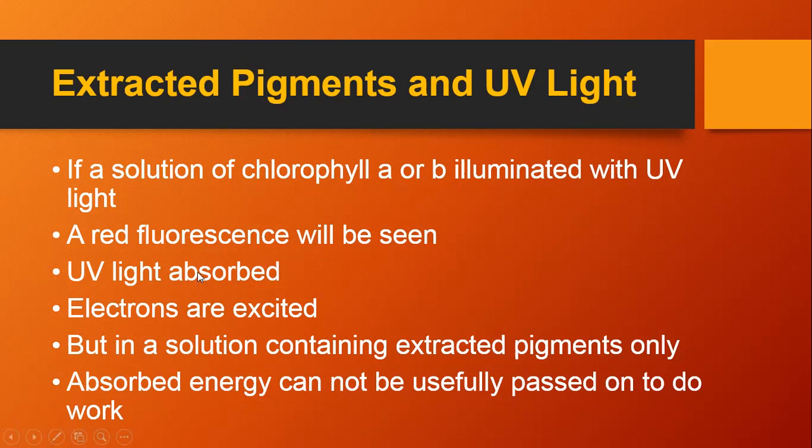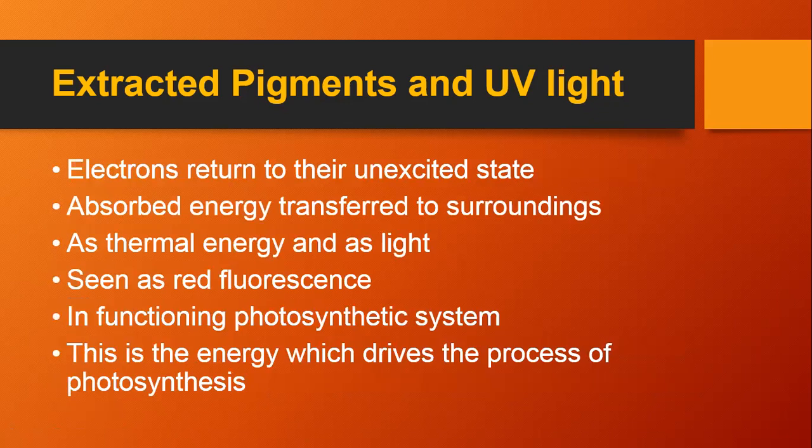Basically, UV light is absorbed by the photosynthetic pigments, whether chlorophyll A or B. Once again, electrons are excited, but in a solution containing only extracted pigments, this energy cannot be usefully passed on to do work, as it happens when the pigments are present inside the chloroplast during photosynthesis in the plant. Electrons return to their unexcited state, and the absorbed energy is lost to the surroundings, either as thermal energy or as light. So that's why a red fluorescence is seen.